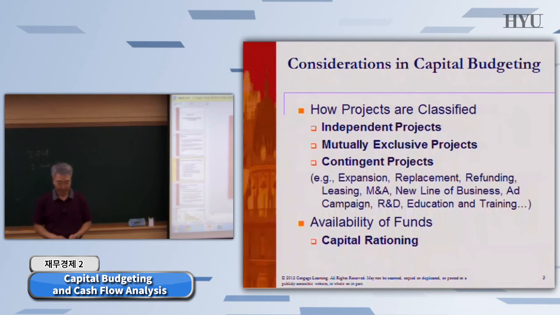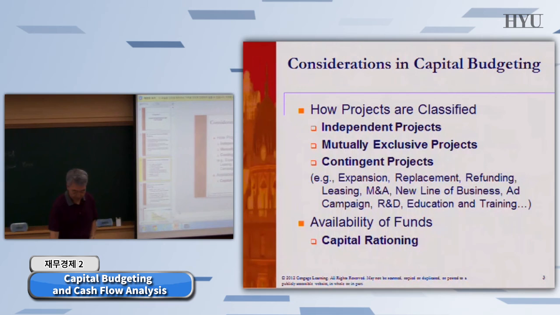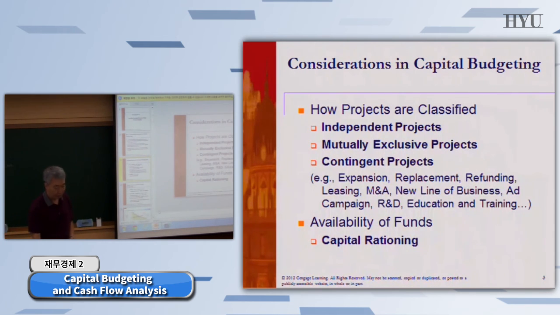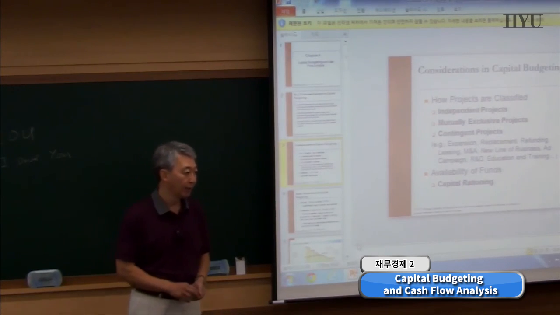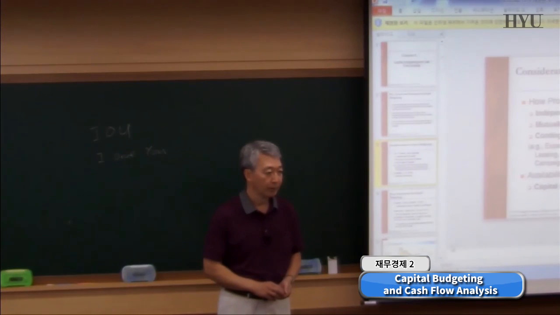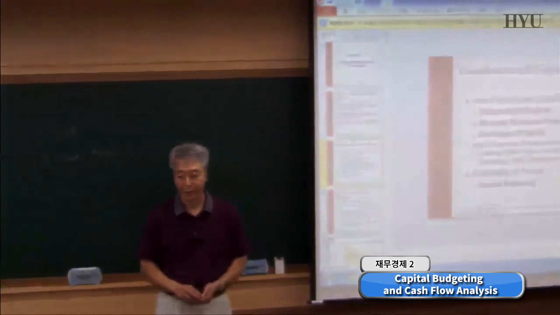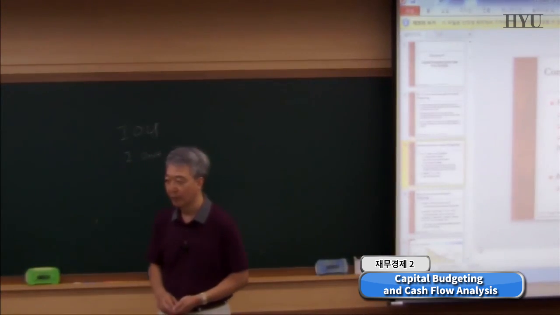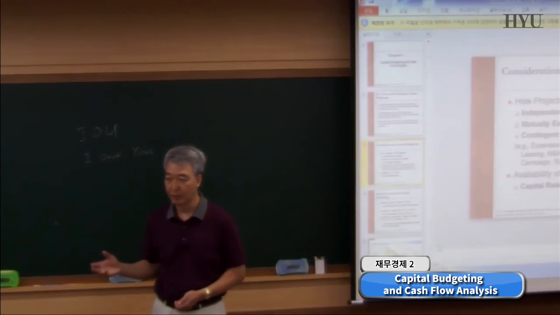All right, so there are three different types of projects mentioned by our chapter: independent projects, mutually exclusive projects, and contingent projects. Independent projects means you don't have to worry about any other thing. This project, you can just go ahead and start. There are no other constraints, and as long as you have sufficient funds, you can go ahead and start.